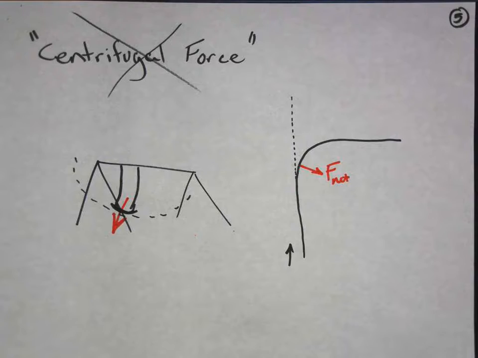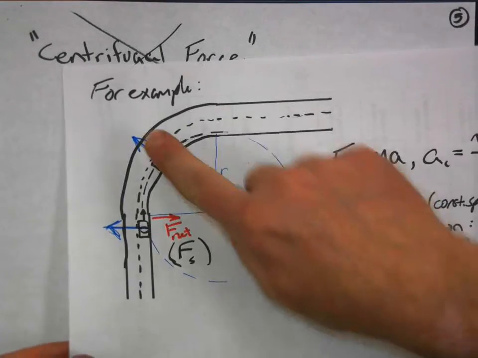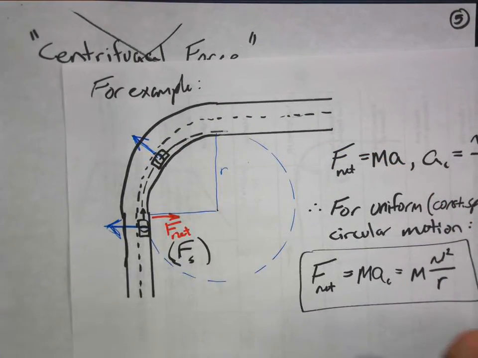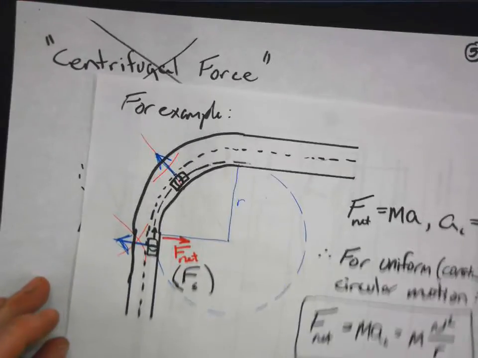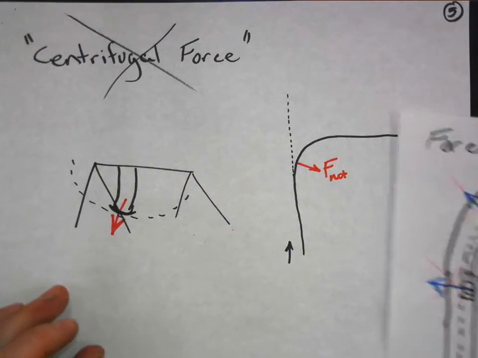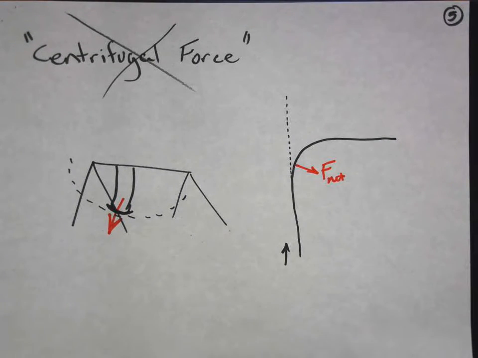There is no outward force. This blue arrow is a myth and does not exist at all. There is no such thing as centrifugal force, so please keep that in mind. There is only this force toward the center.